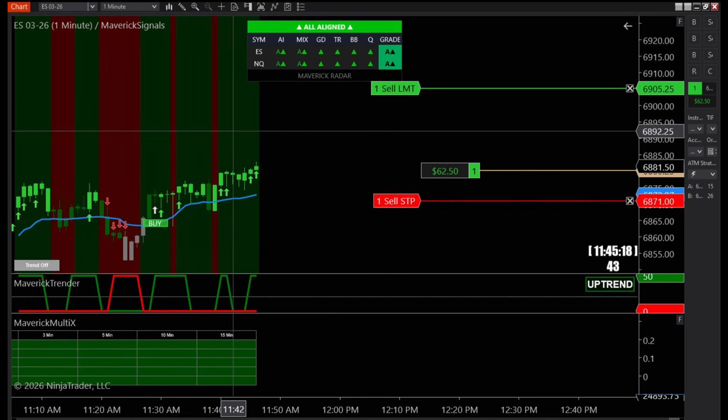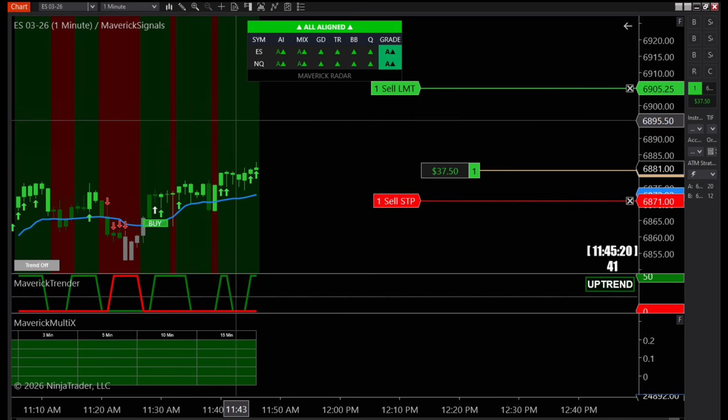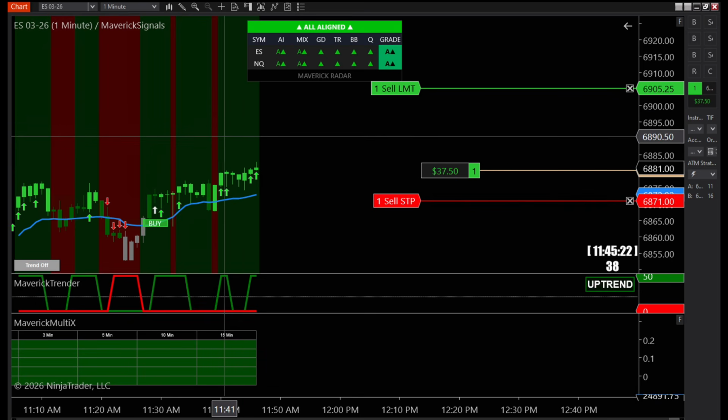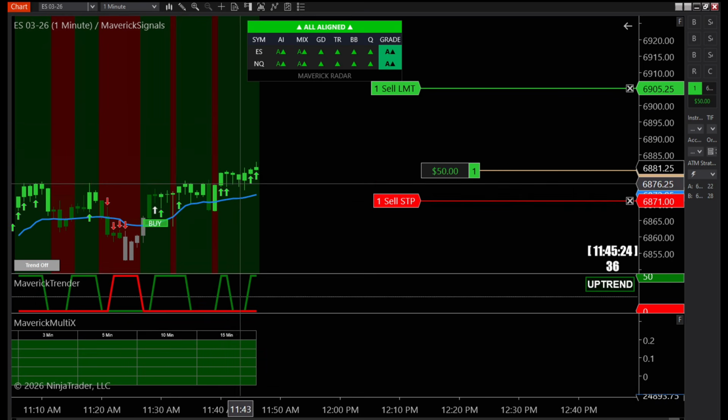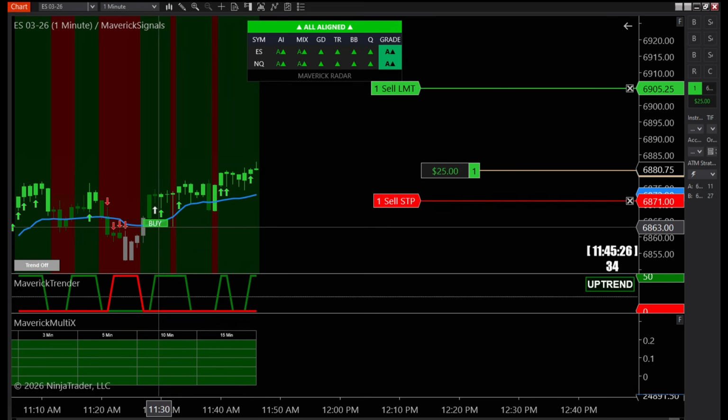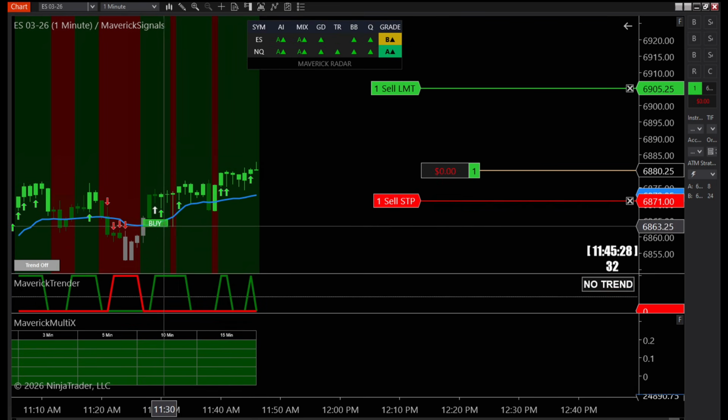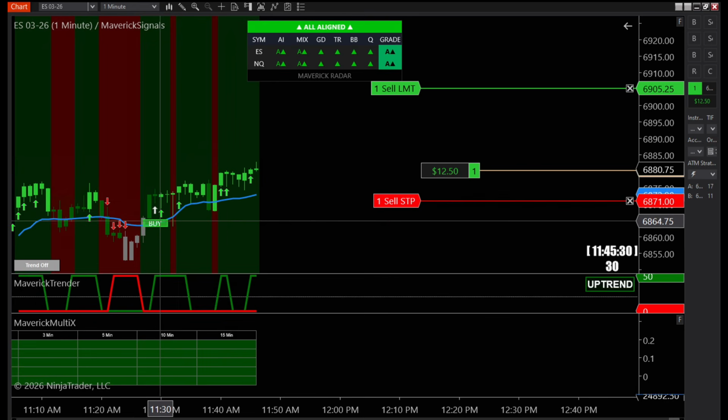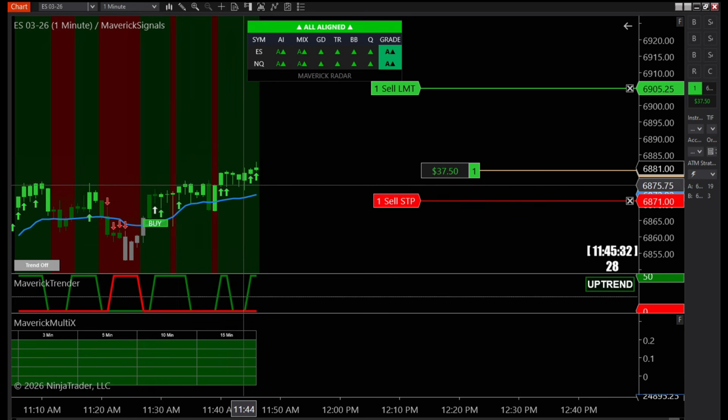First things first, bulls are in control right here. Green background. What do I have? Bright green candles. I got a nice buy signal down here. Wasn't in front of my computer. Got a nice buy signal right here. Price broke above the Maverick Guide.